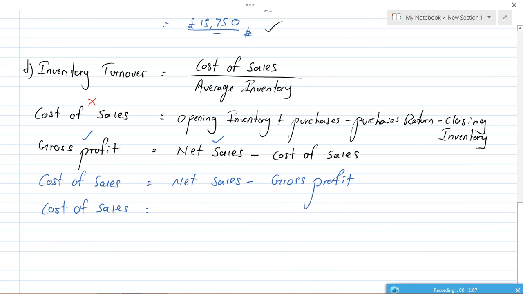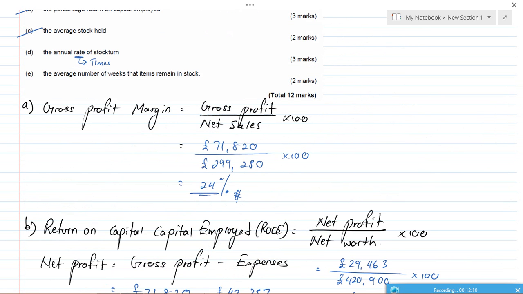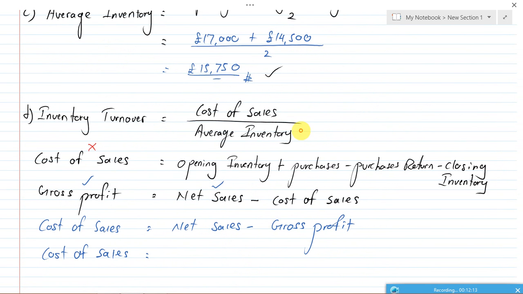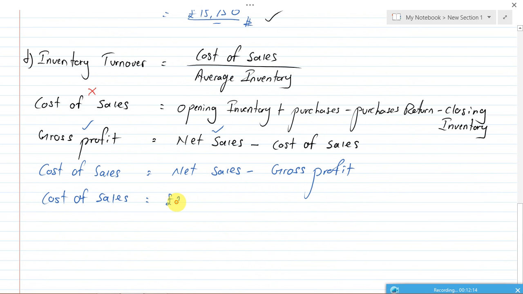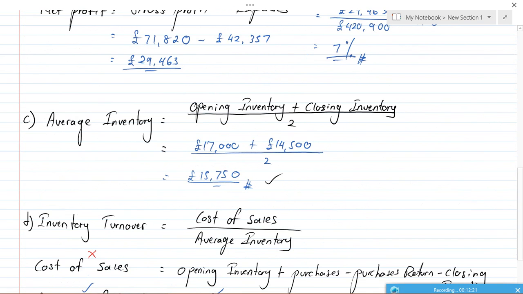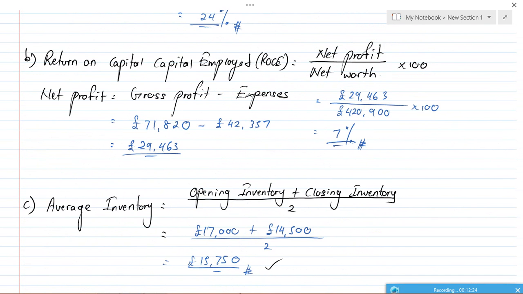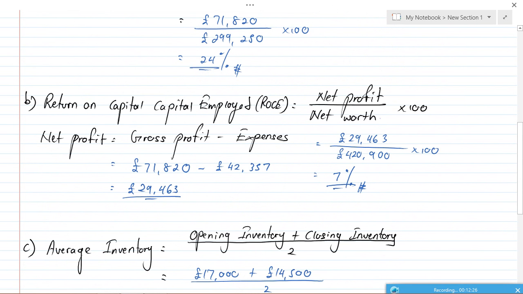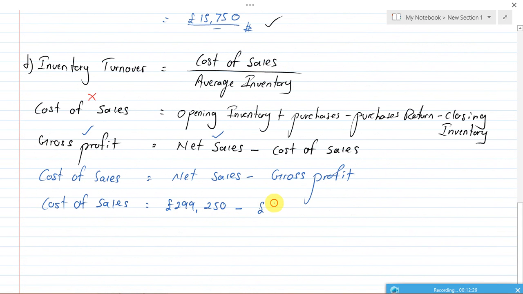So let's work out now. Your net sales is how much? 299,250 minus your gross profit, which is 71,820, which will give you the cost of sales 227,430. Another way to find the cost of sales.